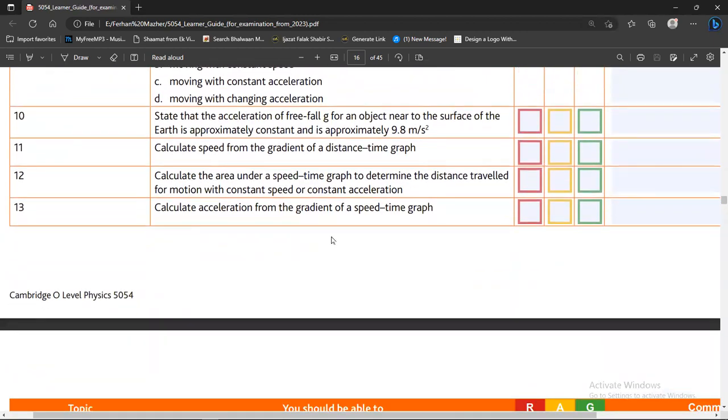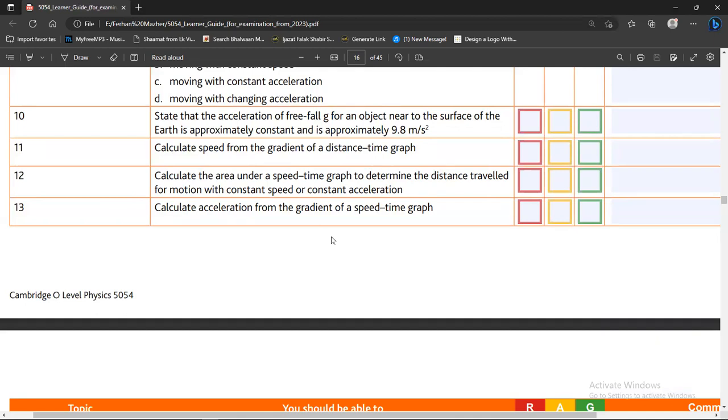State that the acceleration of free fall g for an object near the surface of the Earth is approximately constant and is approximately 9.8 meters per second squared. This number is very important. Before the exams of 2023 in the Cambridge O Level, we were taking the g value as 10 meters per second squared, but now we will take it as 9.8 meters per second squared.